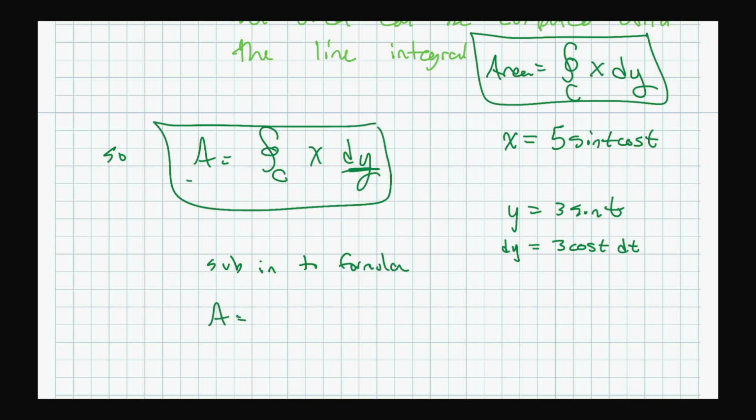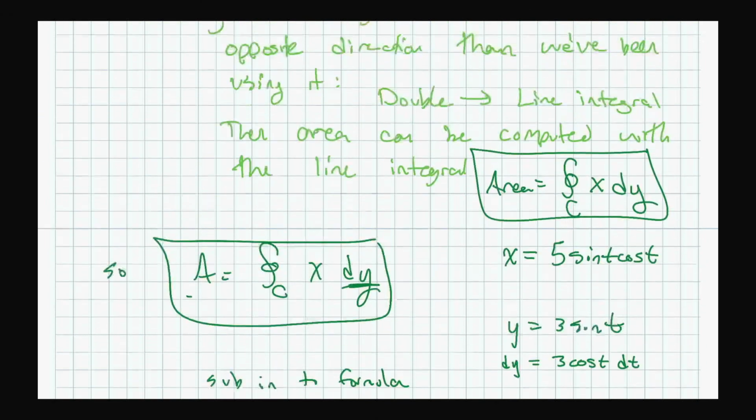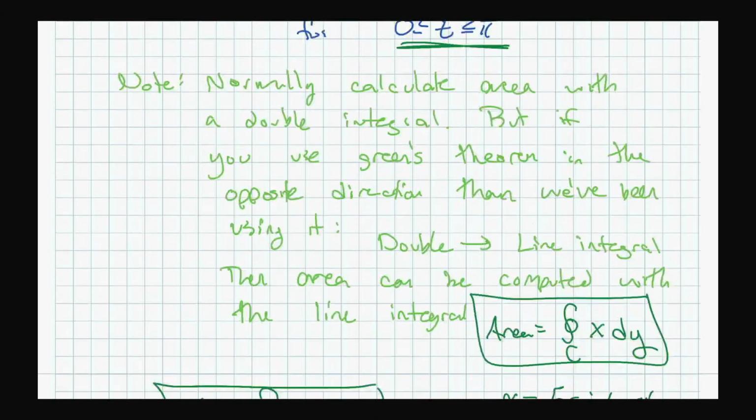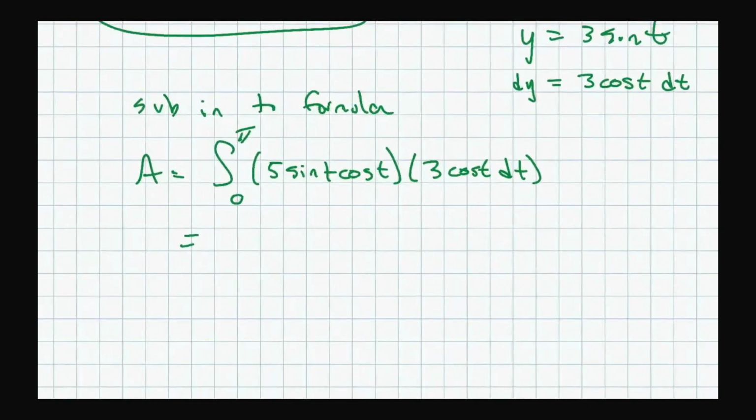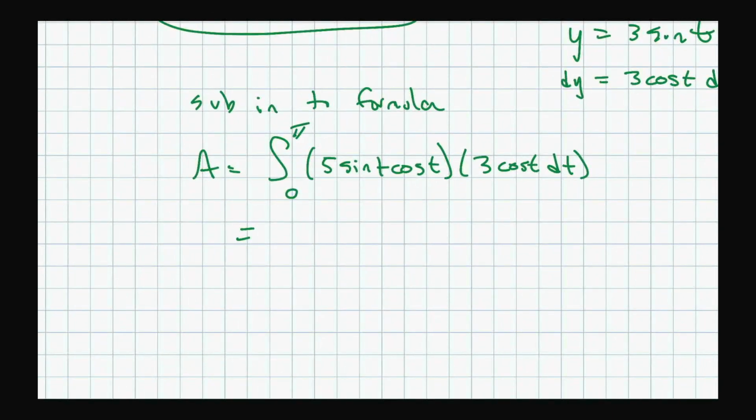So we have the area is the line integral. We're going to have x, x is 5 sine t cos t. The dy is 3 cos t dt. And then your limits of integration are simply going to be whatever you had for your curve, which are 0 and pi. So you get this integral, and this integral we can do without even really knowing what the shape looks like. So what do we get? We have 15 on the outside, integral from 0 to pi, cosine squared t sine t dt.